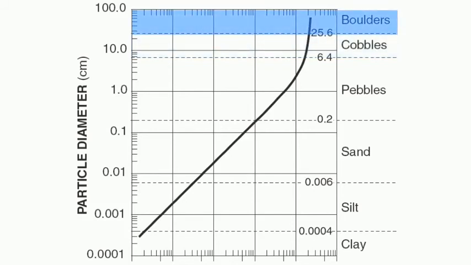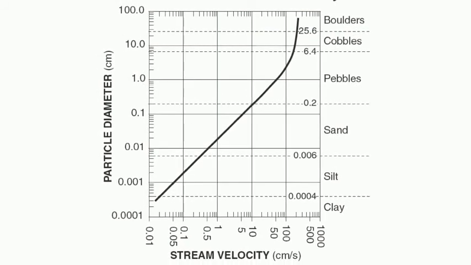So here's how you read it. Sometimes your velocity is given to you. Say, for instance, we have a velocity of 50 centimeters per second. What is the maximum size particle that can be moved by water traveling 50 centimeters per second? You bring 50 centimeters per second straight up, see where it hits your reference line, and you follow it across. It looks like 50 centimeters per second will be able to move clay, silt, sand, and pebbles with a maximum diameter of about 0.9 centimeters.